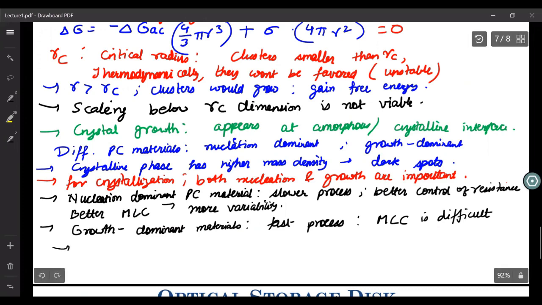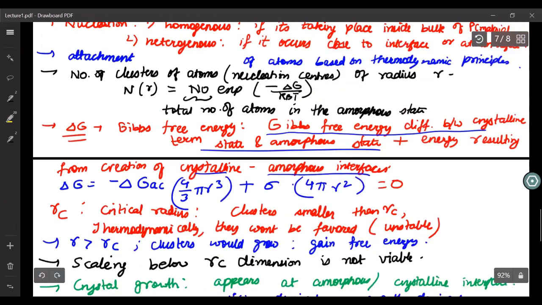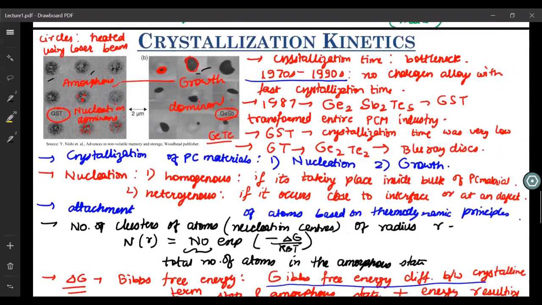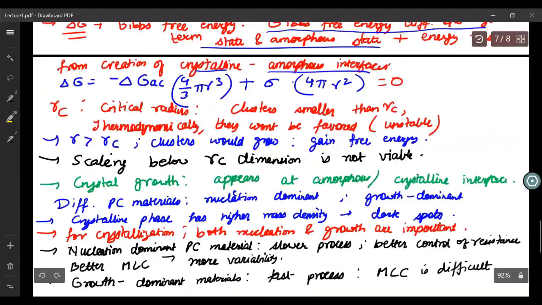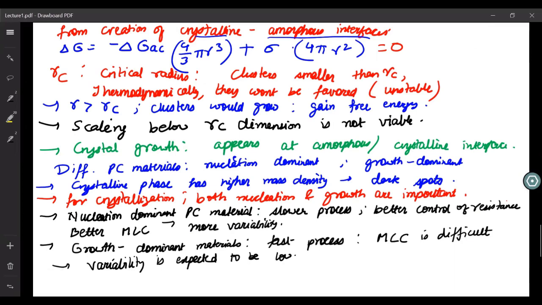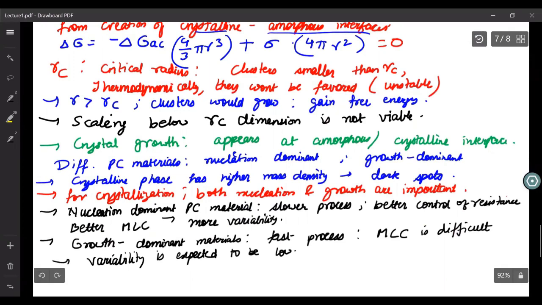However, since here you are only working with one nucleation center and then it's growing around it, variability is expected to be low in this case. So these are different properties which you may expect out of nucleation dominant phase change materials and growth dominant phase change materials.